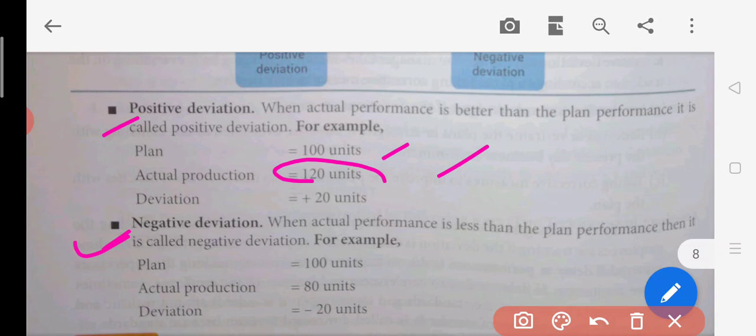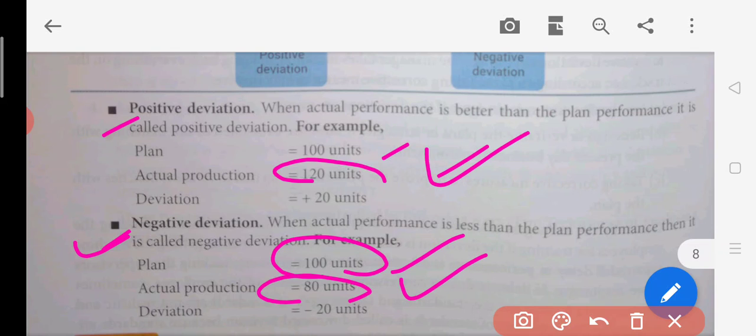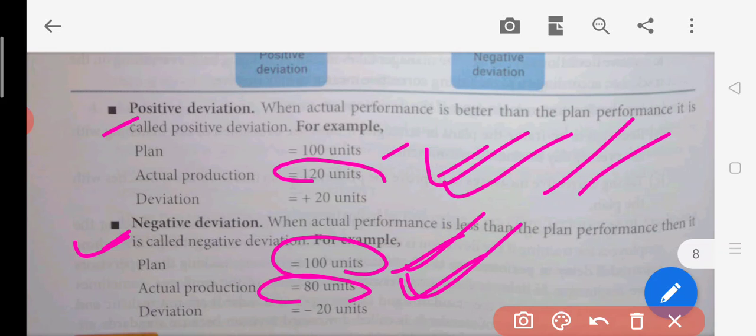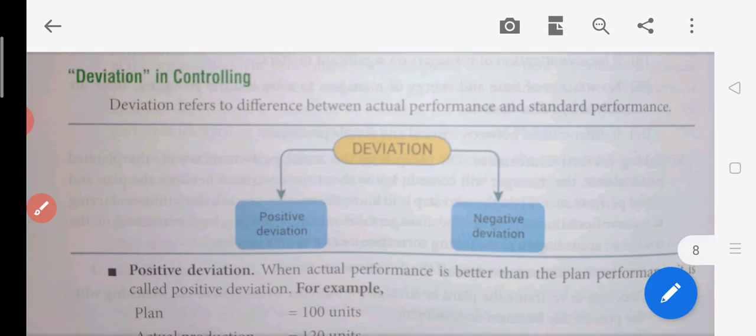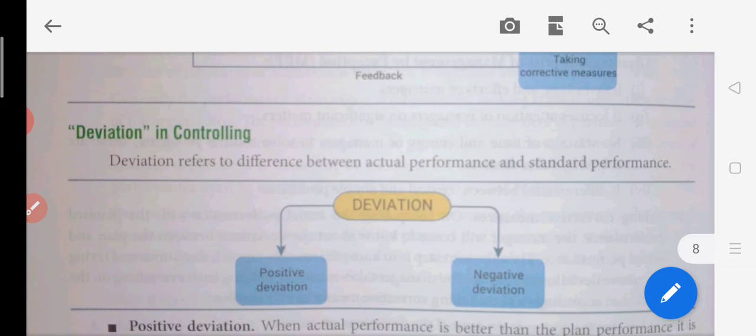In negative deviation, what happens? Your actual performance is 80 units, but the plan was higher. So here again, this is a negative deviation which is not good. Maybe the reason can be a breakdown of the machinery or carelessness of the workers. So you will have to take corrective action here also. Here you are simply raising the set targets, and here you can control the workers or repair the machinery. Repairing of the machinery can be done. So both deviations are not good. Okay. So this is called deviation in the controlling, wherein there is a mismatch between the plans or standards and the actual performance.